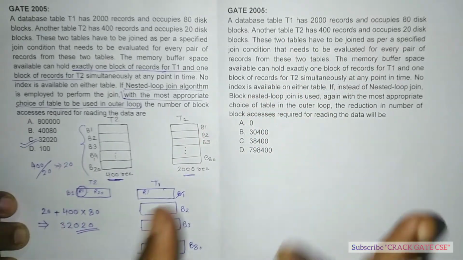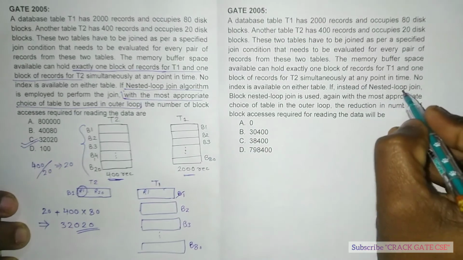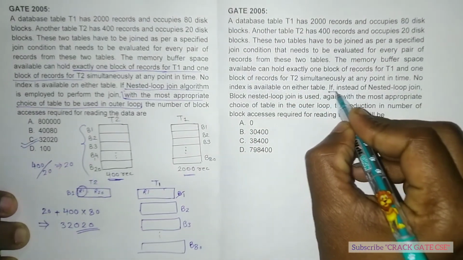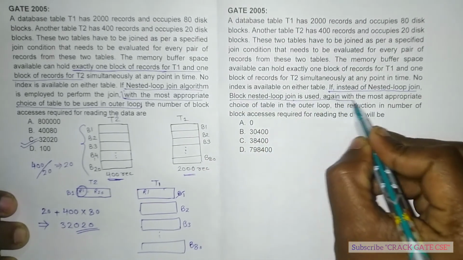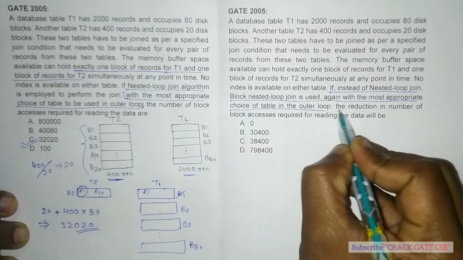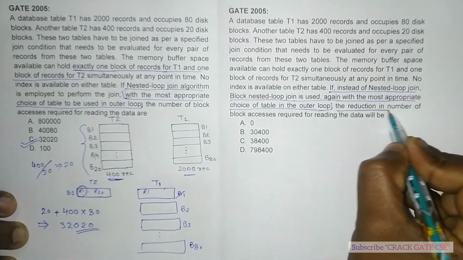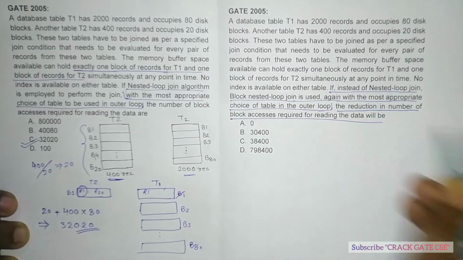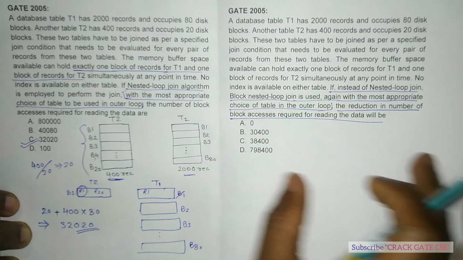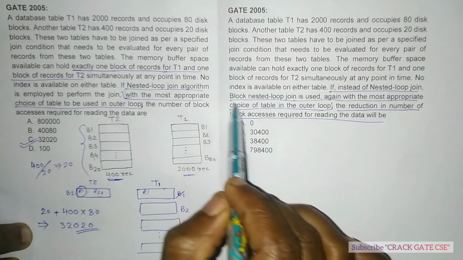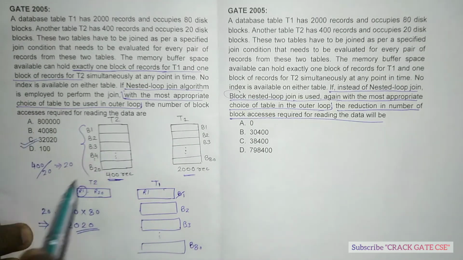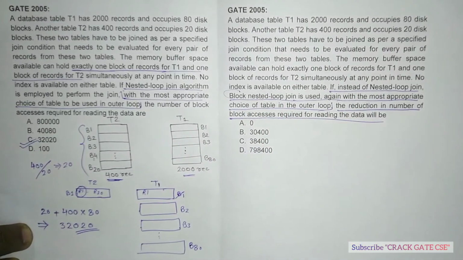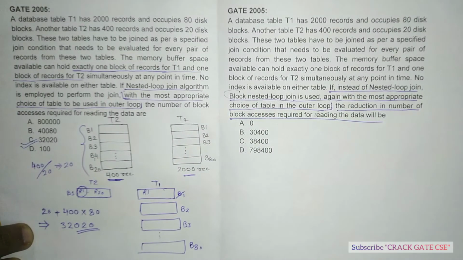Here also I'm having the same details, but there is only one difference. If instead of nested loop join, block nested loop join is used, again with the most appropriate choice of table in the outer loop, the reduction in number of block accesses required for reading the data will be. So here they are not asking how many blocks are accessed if we use the block nested loop join algorithm, but they are asking the difference between this nested loop approach and the block nested loop approach. So what is the difference of the blocks? This is what they are asking.